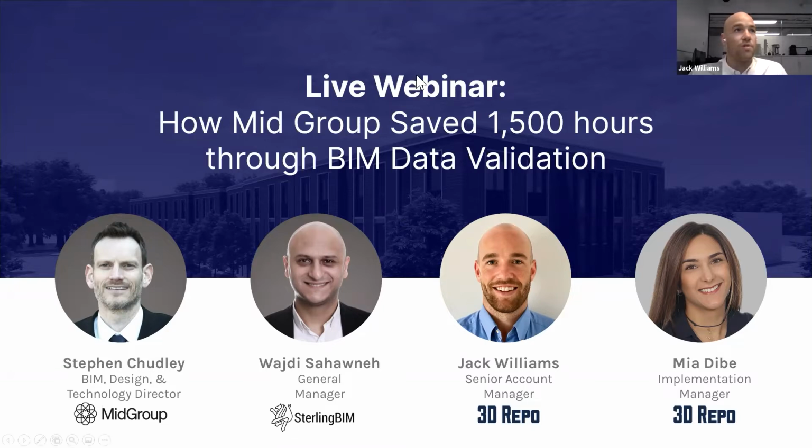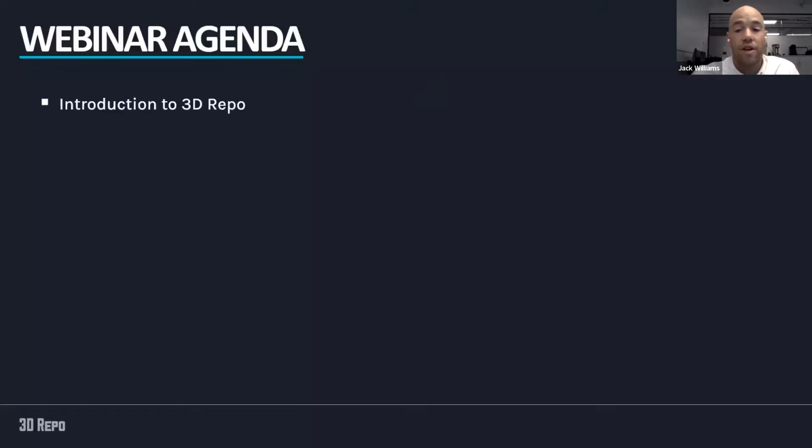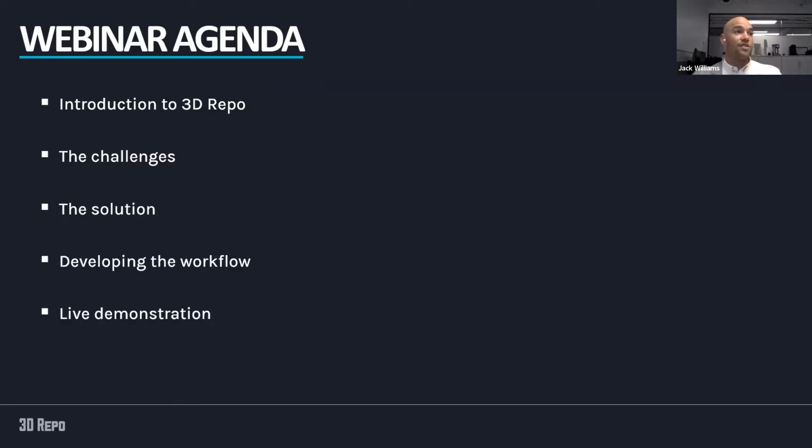So just in terms of the agenda today, to start off with, I'm going to be providing an introduction to 3D Repo, just a bit of a high-level overview of the solution. Following on from that, we're going to go through the challenges around data validation, and Steve will be covering that topic and what that meant to Midgroup. Then we're going to go through the solution, which Wajdi will be discussing and how they use 3D Repo and developing out that workflow. And then to finish things off, we're going to do a live demonstration, which is going to be a joint effort from Mia Deeb, showing how smart groups are created. And then Wajdi is going to do the demonstration of some of the Power BI dashboards they've exported from 3D Repo. And then finally, we'll do a live Q&A session.